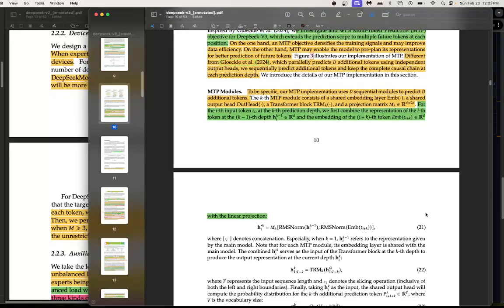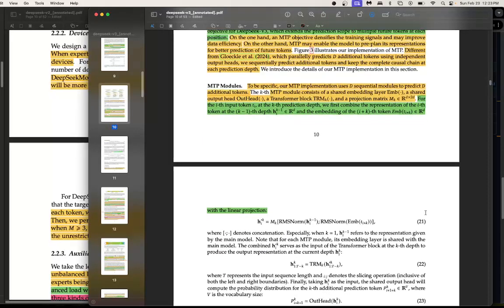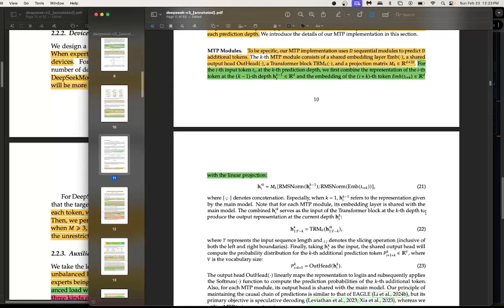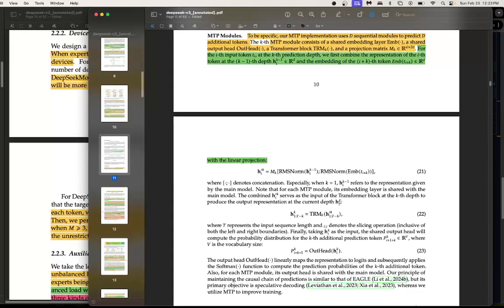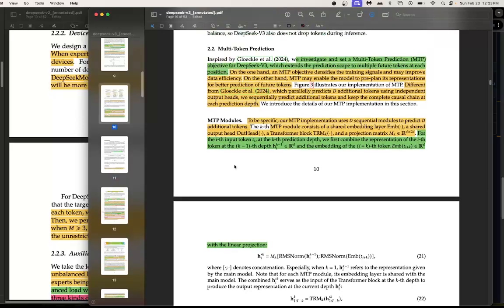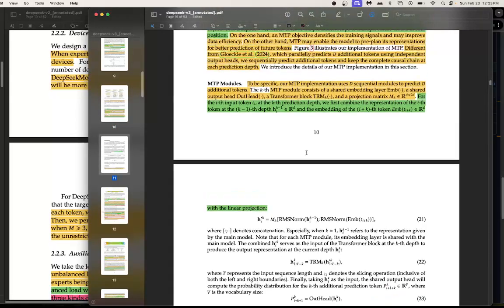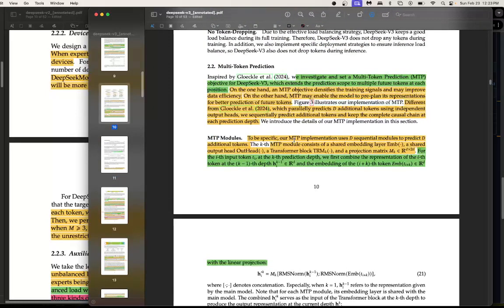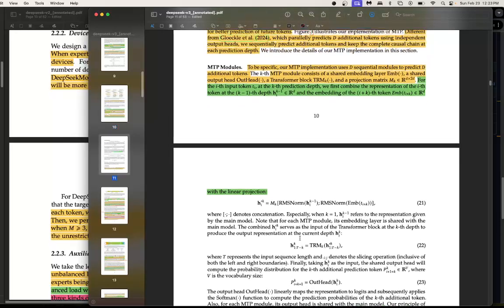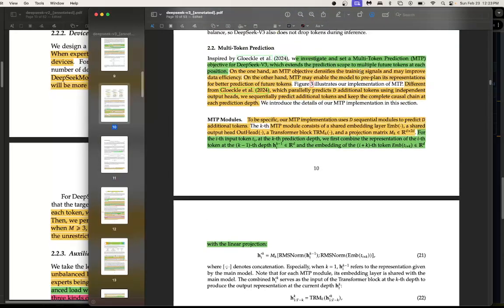So computing multiple token outputs at once instead of just one at a time in autoregressive decoding. Full transparency, I did not have time to do a deep dive on this and look at the prior work, so I'm not going to spend a lot of time on this. I just had a crazy week at work and couldn't look at these. But just from reading this section, which provides a brief introduction and overview, they say that it helps densify the training signals and improves data efficiency, and it also enables the model to pre-plan representations for better predictions on future tokens.